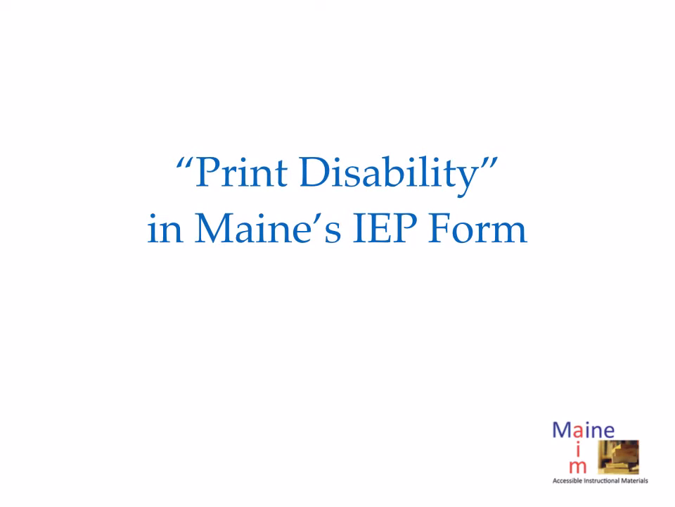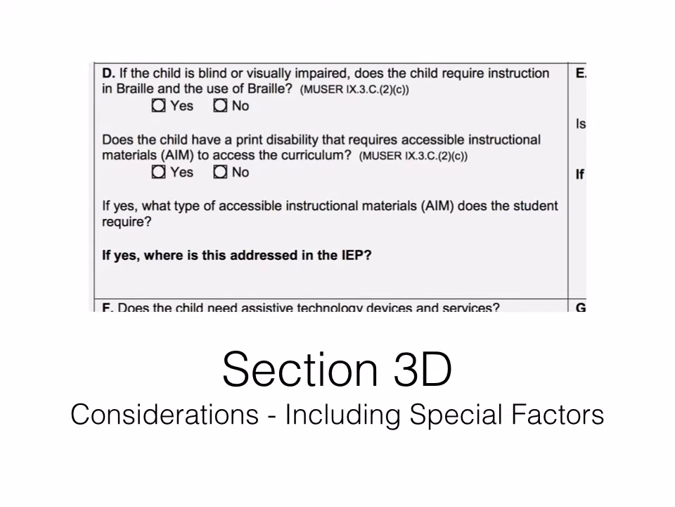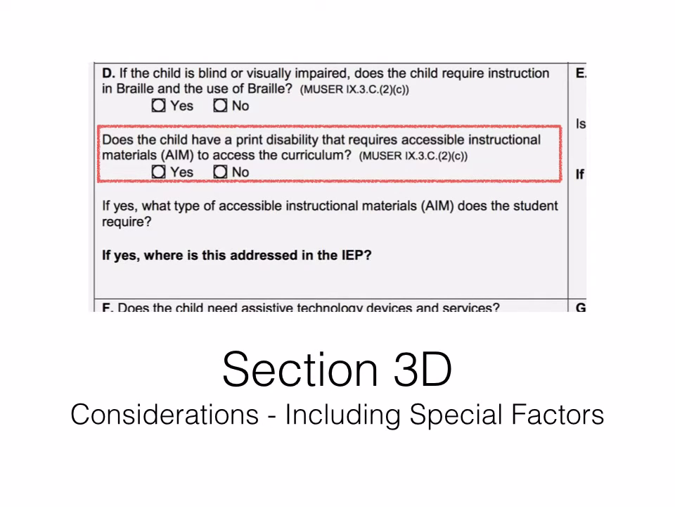The topic of this AIM Under 5 is the term print disability in Maine's IEP form. Section 3D of Maine's IEP form, Considerations including Special Factors, prompts the team with the question, does the child have a print disability that requires accessible instructional materials, AIM, to access the curriculum? To answer this question, the team needs a full understanding of how to determine if a student needs AIM. In this AIM Under 5 video brief, we'll examine how the term print disability relates to that determination.